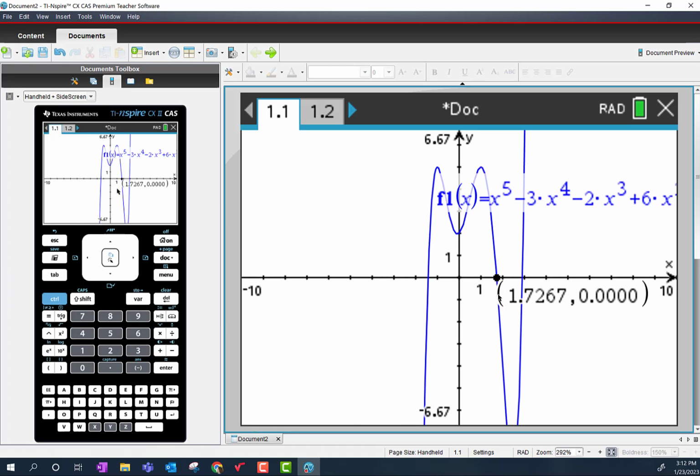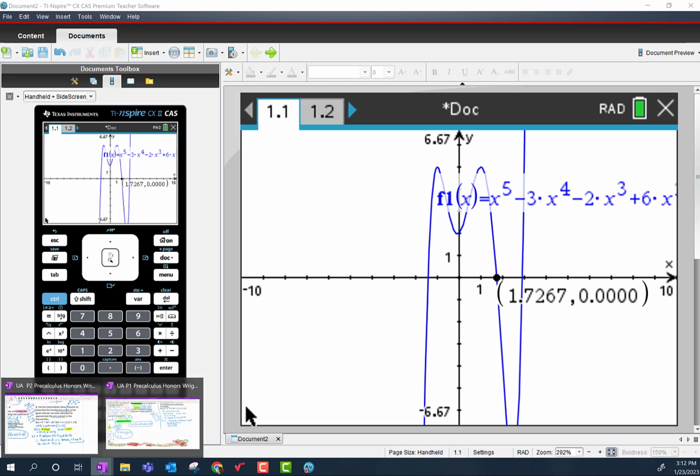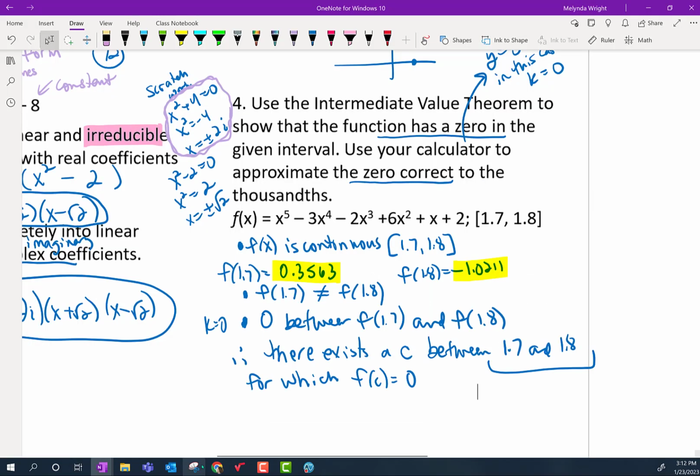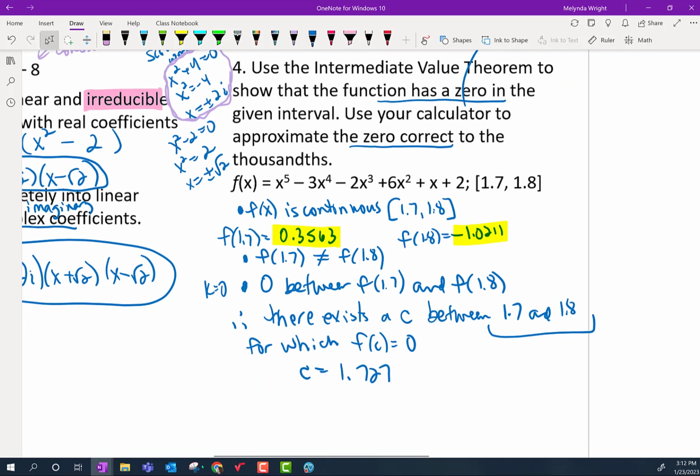Okay, so that's 1.727. All right, so c, come back, little guy. So c equals 1.727. All right.